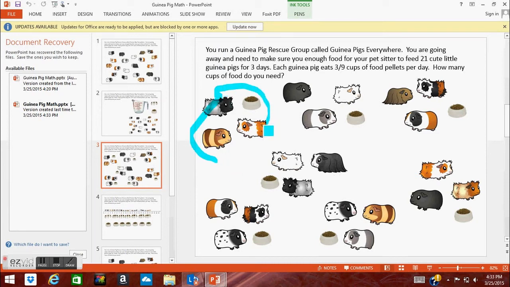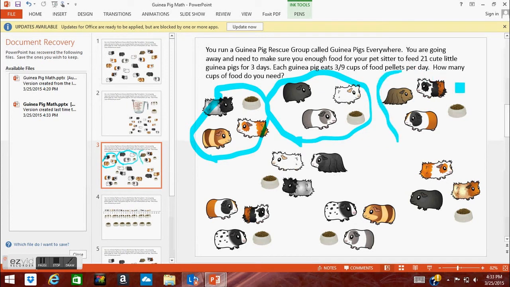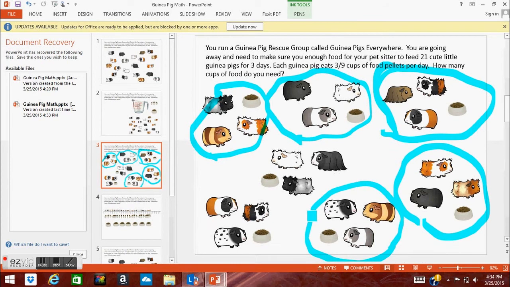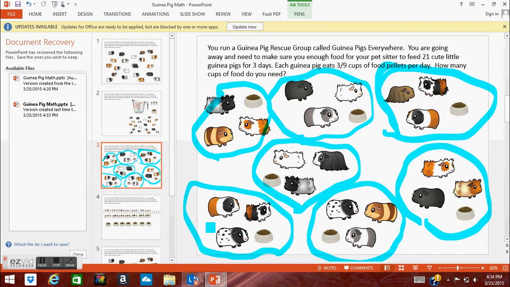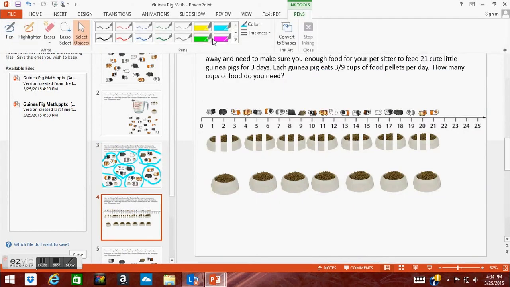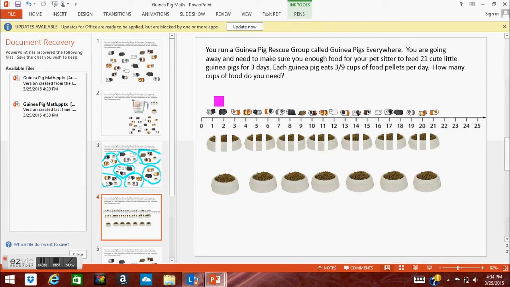So let's see how many cups we have. 1 cup of food. That's a 2nd cup of food. That is a 3rd cup of food. There's a 4th cup of food. 5th cup of food. 6th cup of food. And finally a 7th cup of food. Now, you can also see this as a number line.